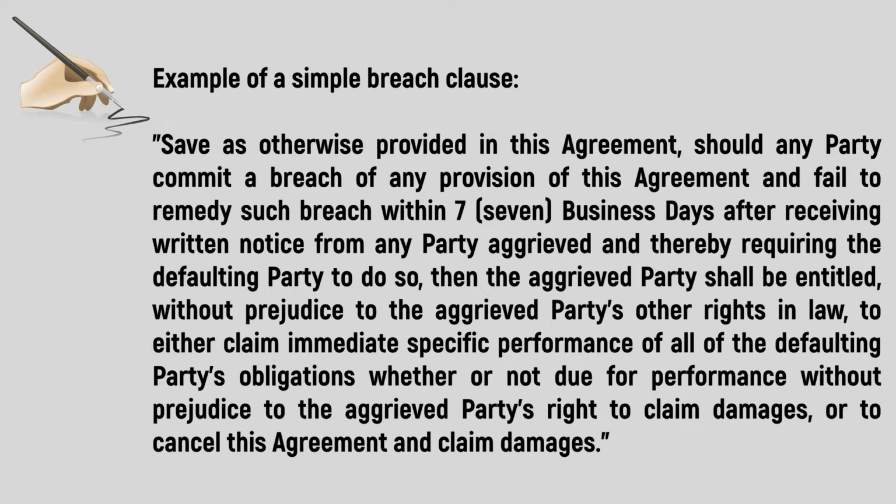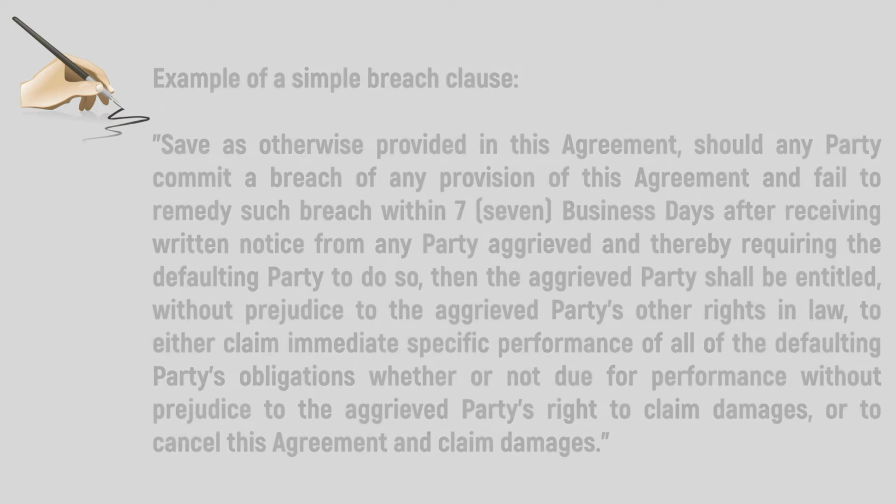Save as otherwise provided in this agreement. Should any party commit a breach of any provisions of this agreement and fail to remedy such breach within 7 business days after receiving written notice from any party aggrieved, and thereby requiring the defaulting party to do so, then the aggrieved party shall be entitled, without prejudice to the aggrieved party's other rights in law, to either claim immediate specific performance of all of the defaulting party's obligations, whether or not due for performance, without prejudice to the aggrieved party's rights, to claim damages, or to cancel this agreement and claim damages.